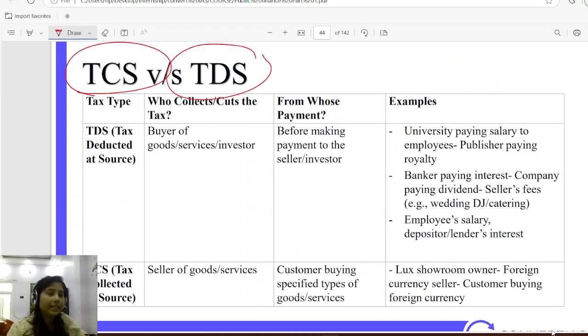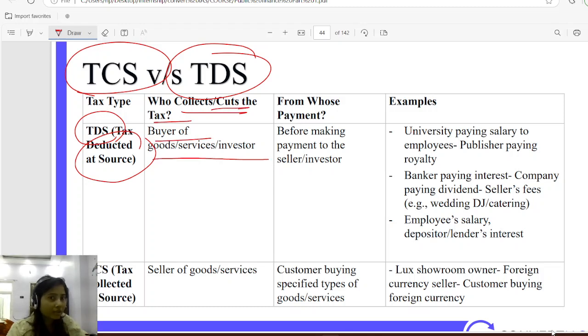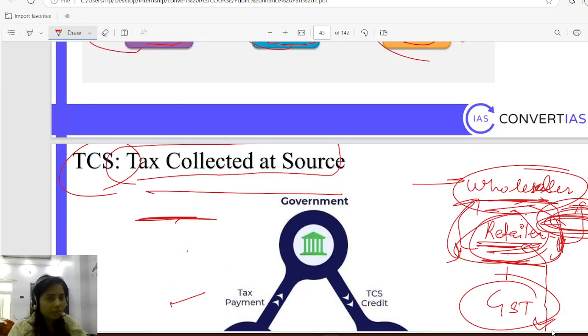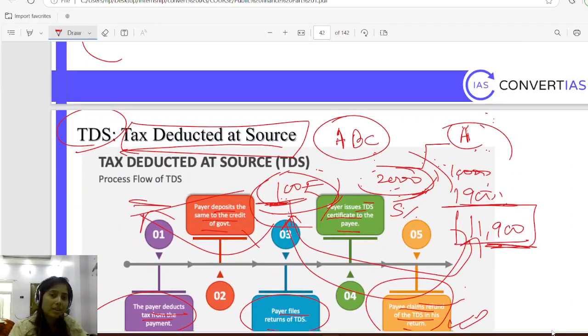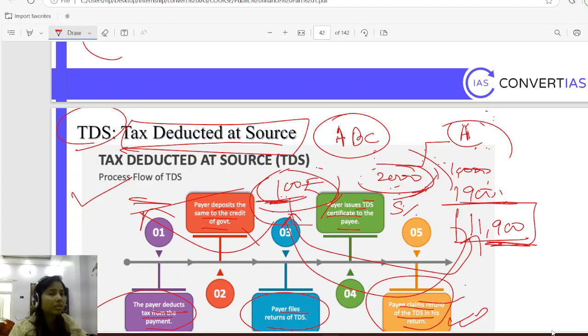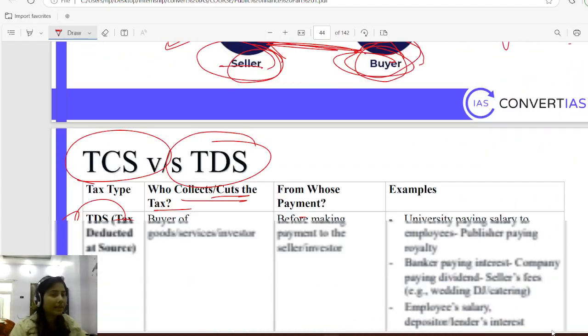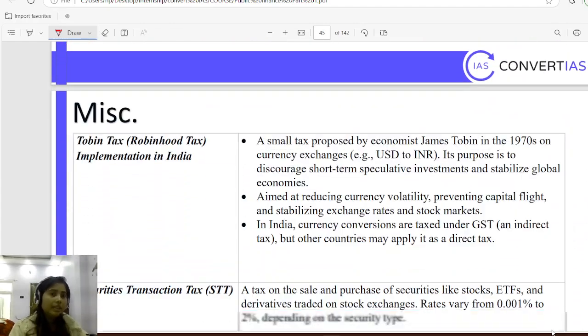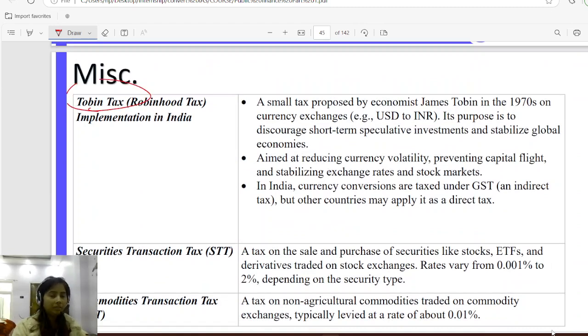Difference between TCS and TDS. TDS, tax deducted at source: who collects or cuts the tax? The buyer of goods and services cuts it, from whose payment, before making payment to the seller. You will be getting confused from this one. No need to go into that one. But just try to understand what is tax deducted at source and what is tax collected at source. Simple thing. Then miscellaneous, Tobin tax.